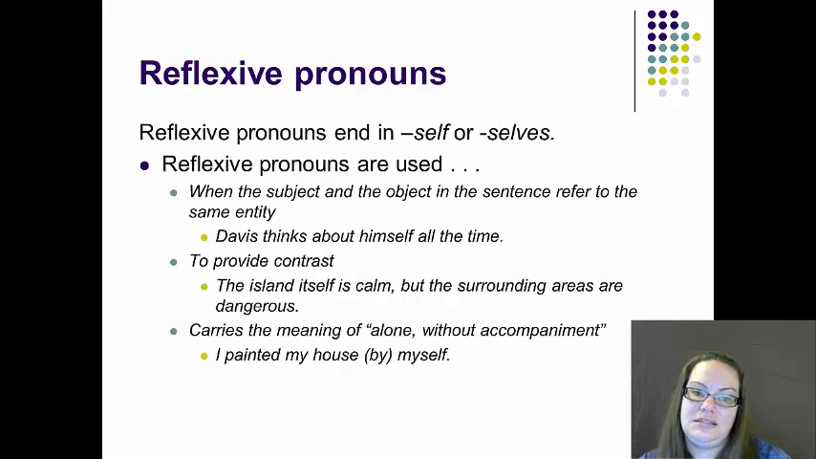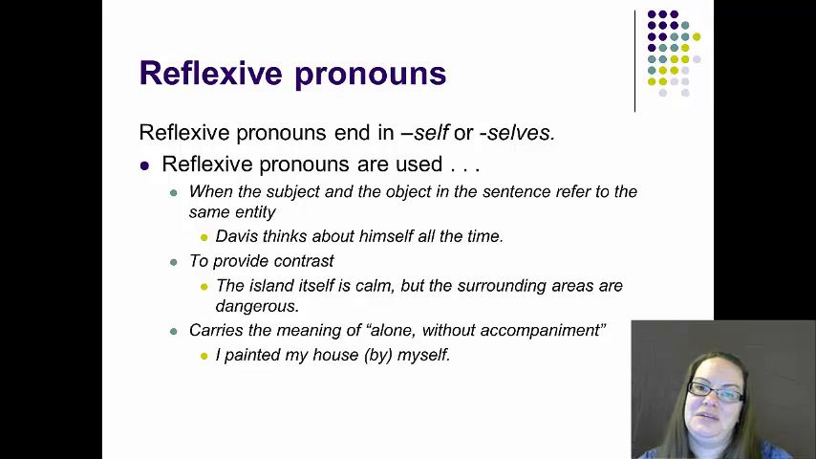Okay. Let's talk a little bit about reflexive pronouns. Reflexive pronouns end in "self" or "selves." Okay? There are three times when we use reflexive pronouns. The first is when the subject and object are the same person or same entity, same thing, same people.